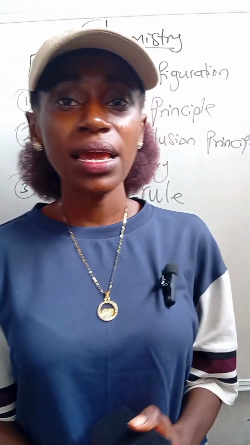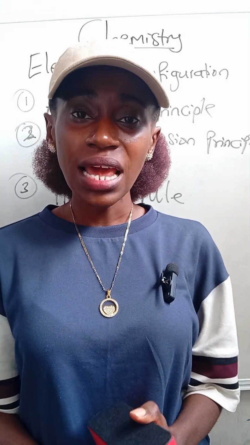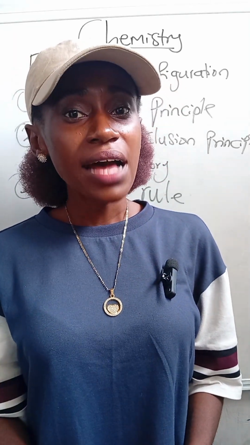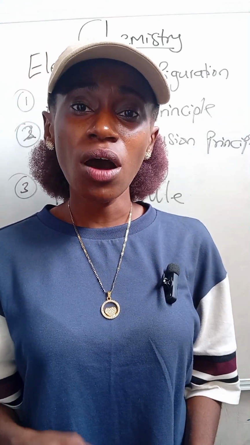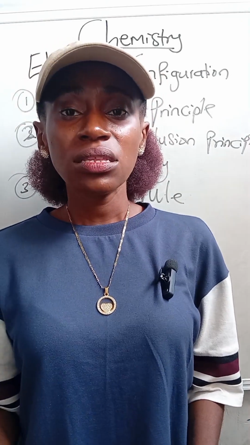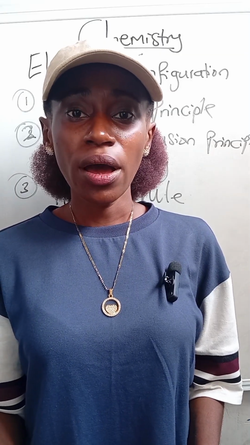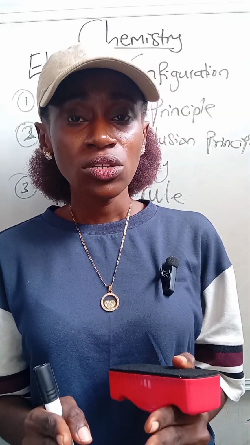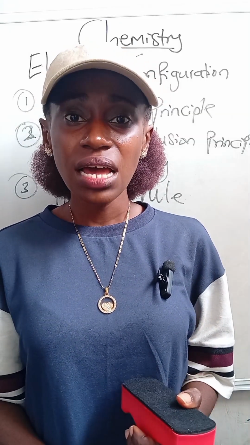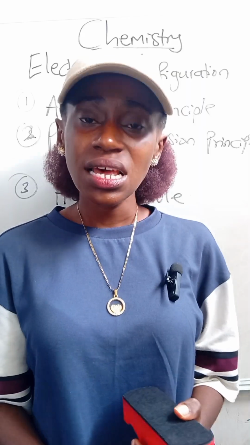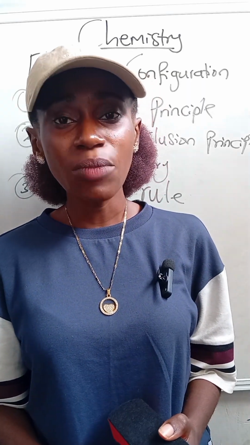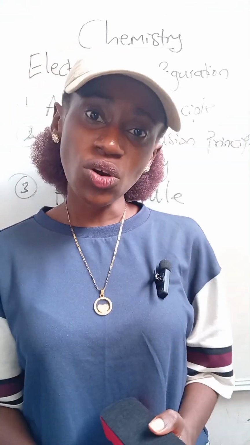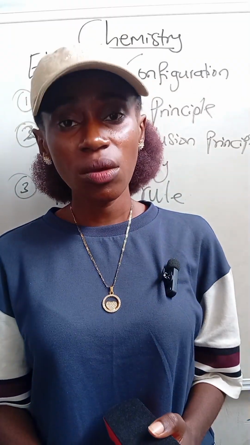Please let me go back again. Electron configuration is defined as the distribution or arrangement of electrons around the orbital of an atom. Electron configuration talks about the bonding character, the reactivity of elements, and even the position of elements on the periodic table. Are we together? So electron configuration is very important.